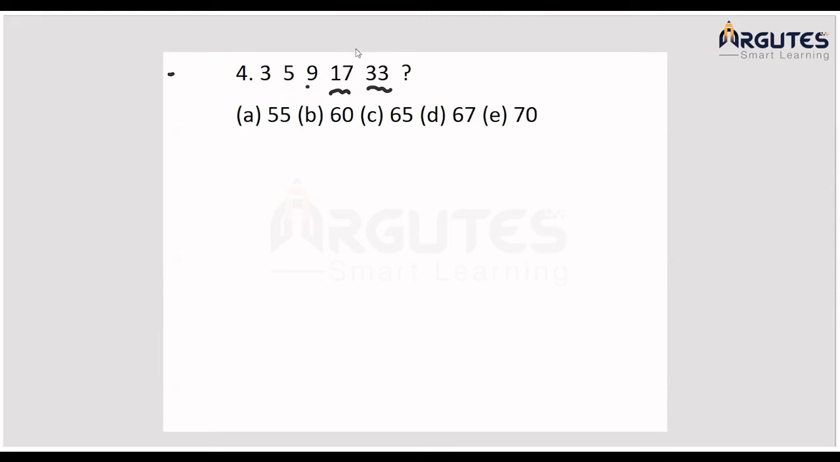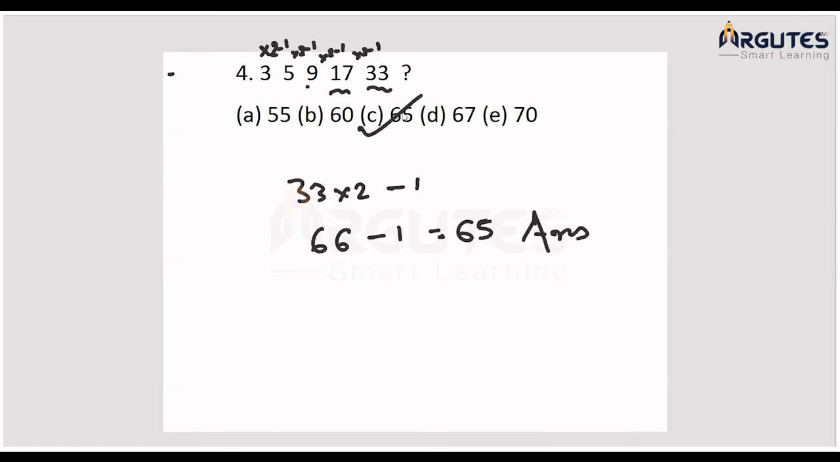So just write from the very beginning into 2 minus 1, into 2 minus 1, into 2 minus 1, into 2 minus 1, and by these three results the rule gets confirmed. The rule is into 2 minus 1, into 2 minus 1, into 2 minus 1. So again 33 into 2 minus 1, that is 66 minus 1 is 65, our answer. So these two questions were based on the concept of medium slope.